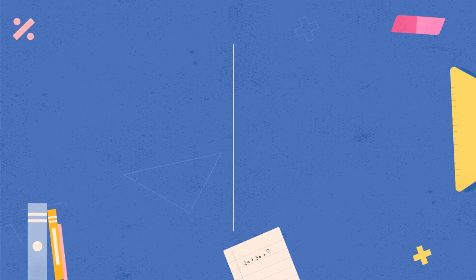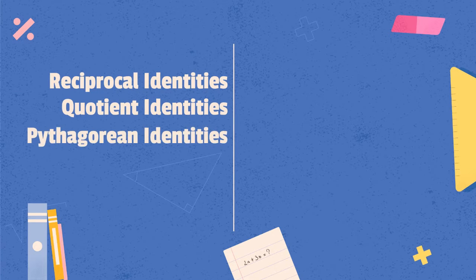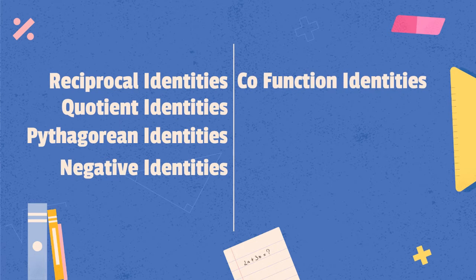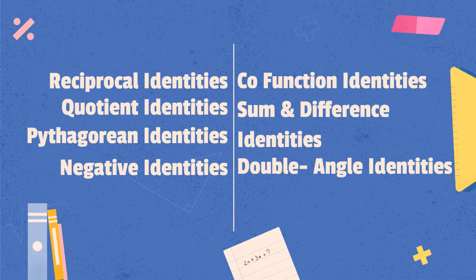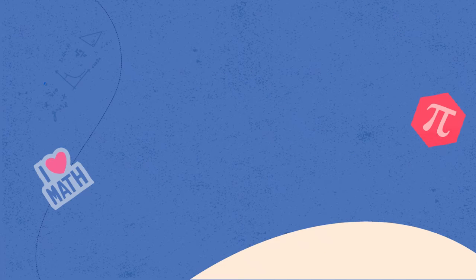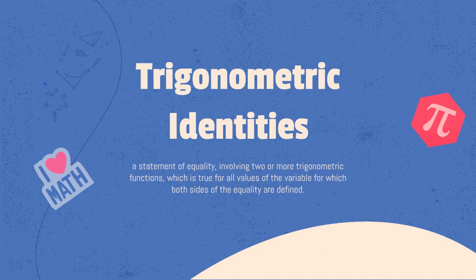Table of Contents: Reciprocal Identities, Quotient Identities, Pythagorean Identities, Negative Identities, Cofunction Identities, Sum and Difference Identities, Double Angle Identities, and Half Angle Identities. Let's start with trigonometric identities, a statement of equality involving two or more trigonometric functions which is true for all values of the variable for which both sides of the equality are defined.